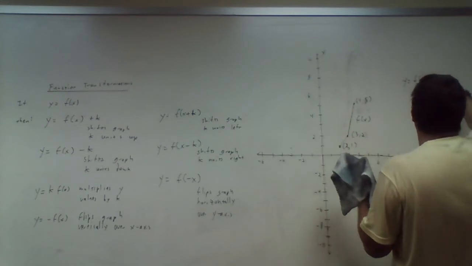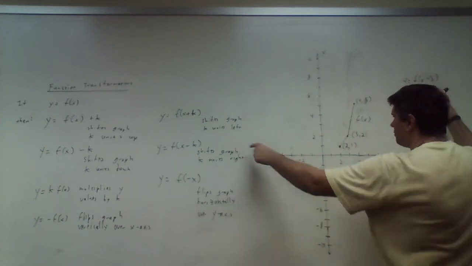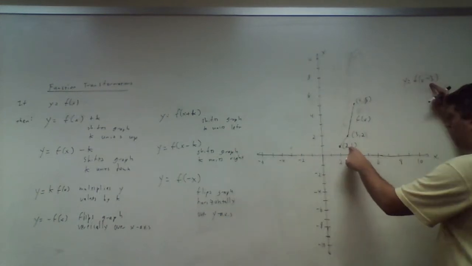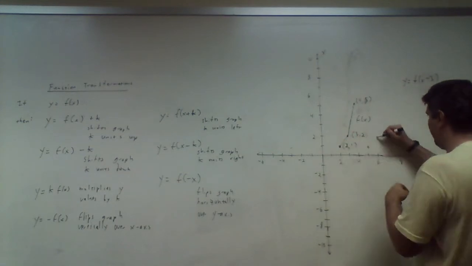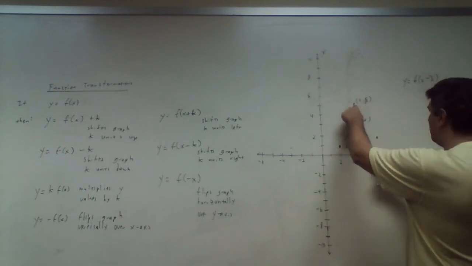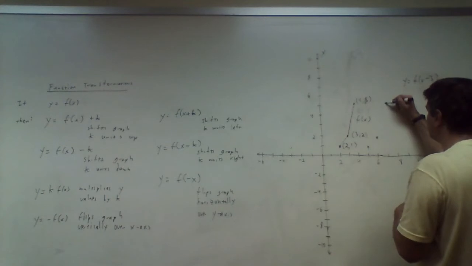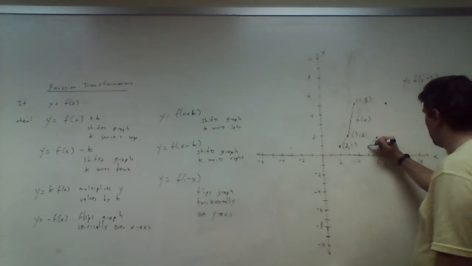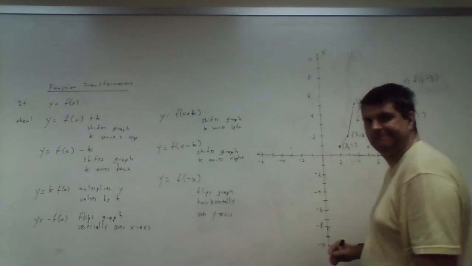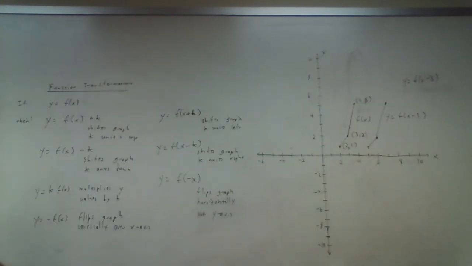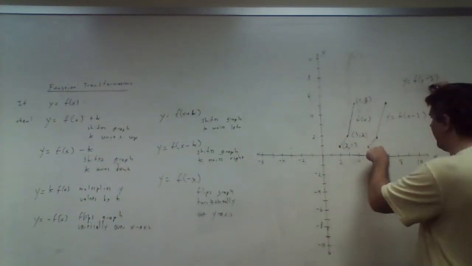If we do f of x minus 3, that's going to shift each one of these 3 units to the right. So 1, 2, 3. 1, 2, 3. And 1, 2, 3. So that is y equals f of x minus 3. My original f of x got moved over 3 units to the right.